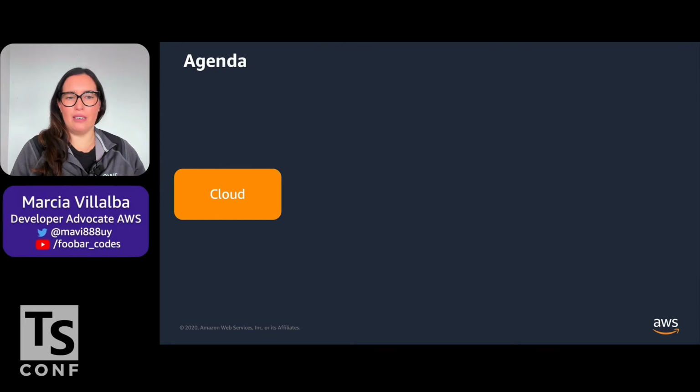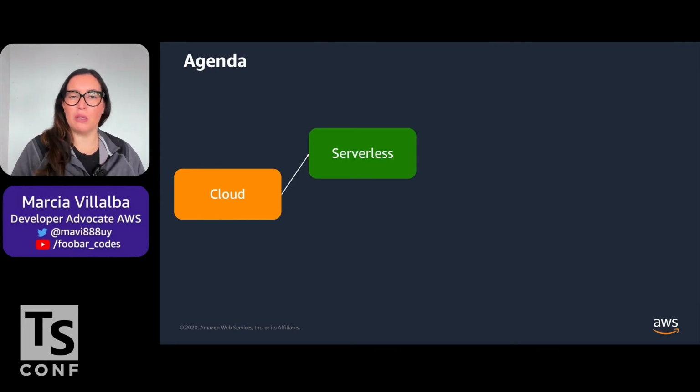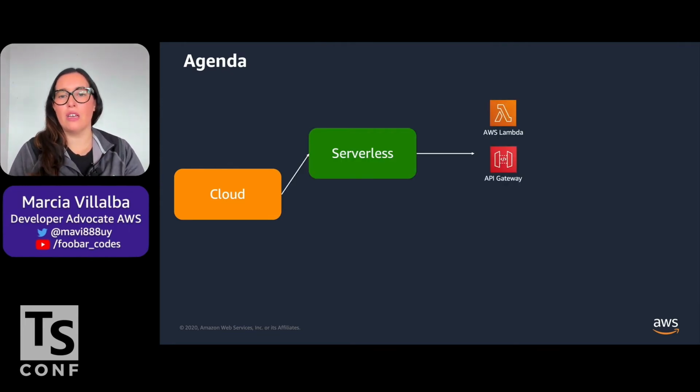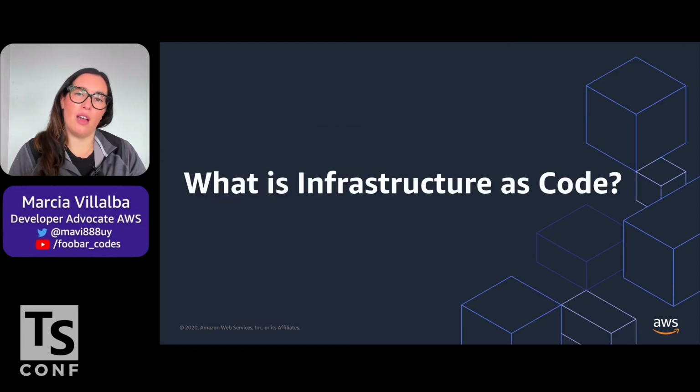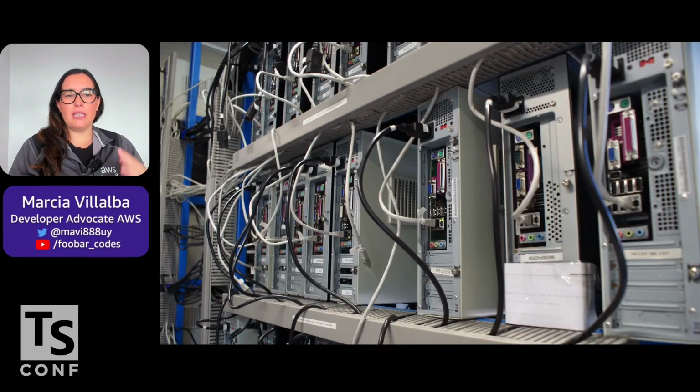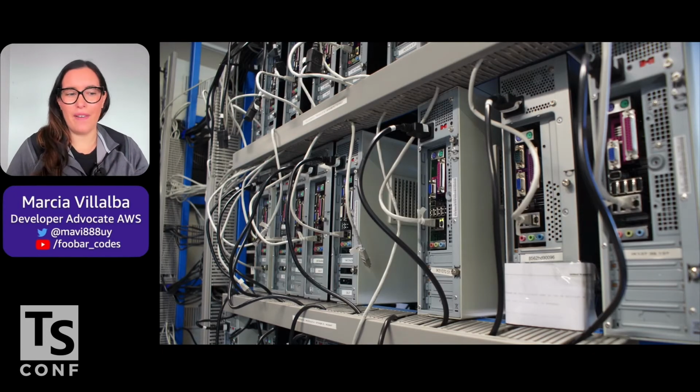So now we have learned a little bit about what cloud is, a little bit about what serverless is, and we have talked about Lambda and API Gateway. Now it's time to move to the other part, which is what infrastructure as code is. So basically, in the old times, we had machines, and we went into all the machines, and we typed commands, and we changed how these machines behave, and it was quite painful.